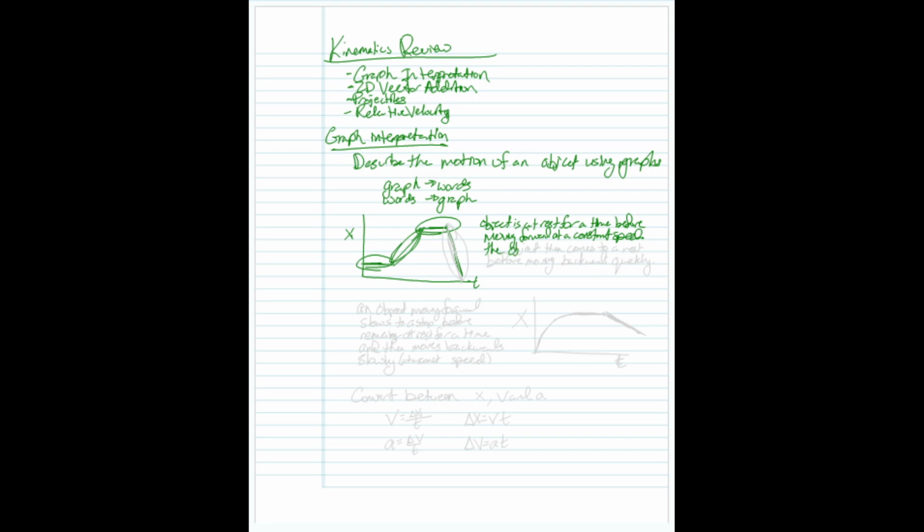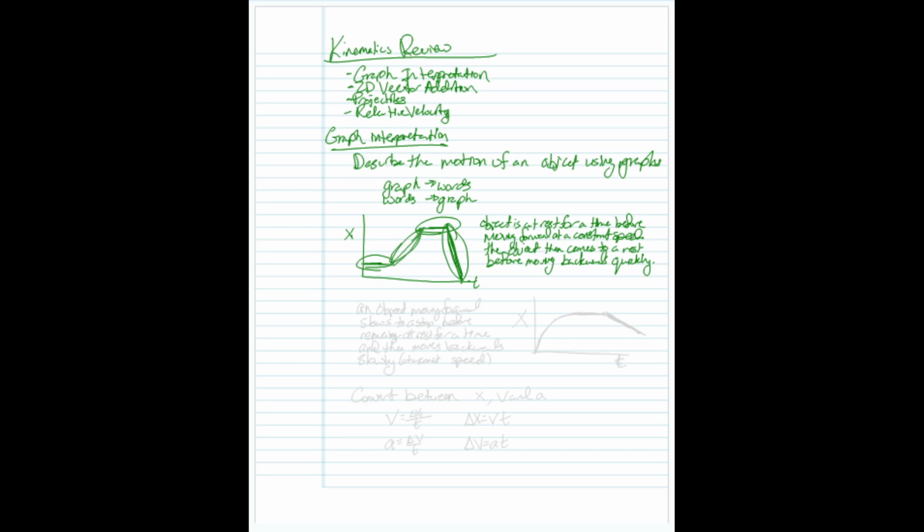So the object then comes to a rest. It's at rest for a certain period of time, and then its position becomes more negative and goes down to 0. That means that this object is moving backwards. And this is a very steep line, which means that the speed is going to be fast. So it moves backwards quickly.